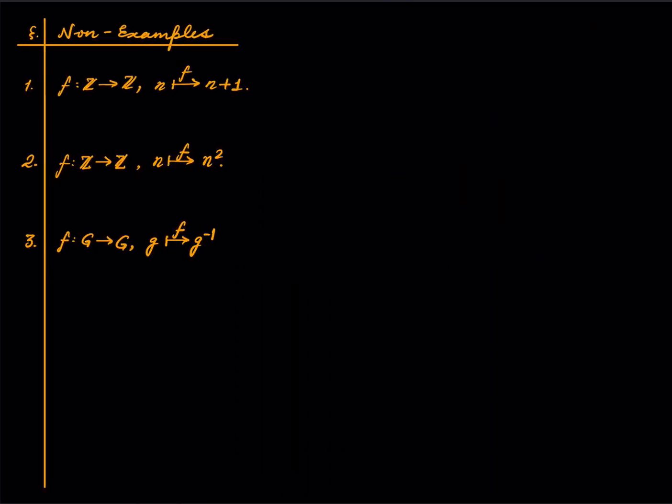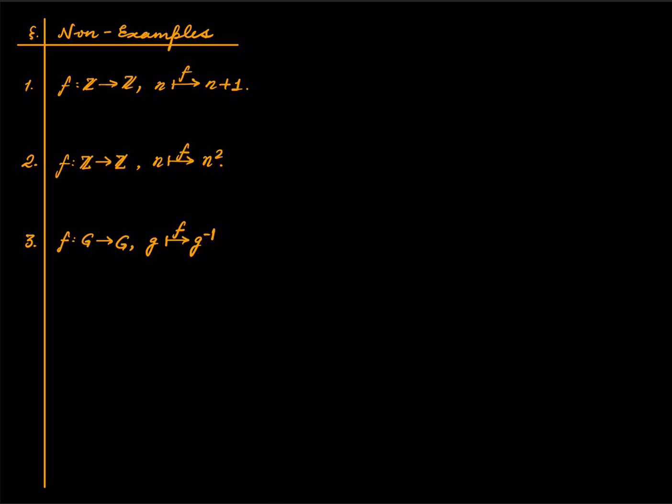Okay. So now let us finish with some non-examples. Consider the map F defined by this formula, which takes an integer and adds 1 to it. Why is this not a group homomorphism? Because the identity of Z is 0, and this map does not map 0 to 0. Any group homomorphism has to map the identity of the domain group to the identity of the target group, but this map F is not doing it. So therefore, this cannot be a group homomorphism.